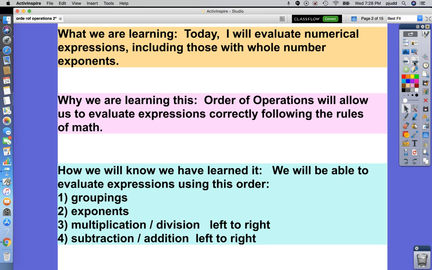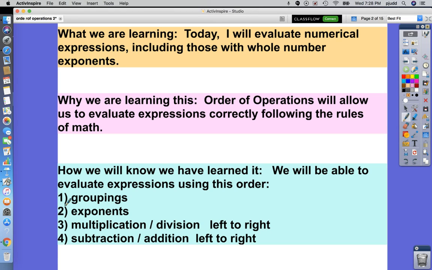Well, we're continuing to evaluate numerical expressions, including those with whole number exponents. Why are we learning this? Well, order of operations will allow us to evaluate expressions correctly following the rules of math. How will we know we have learned it? Well, we'll be able to evaluate expressions, and we're going to evaluate them using this order.